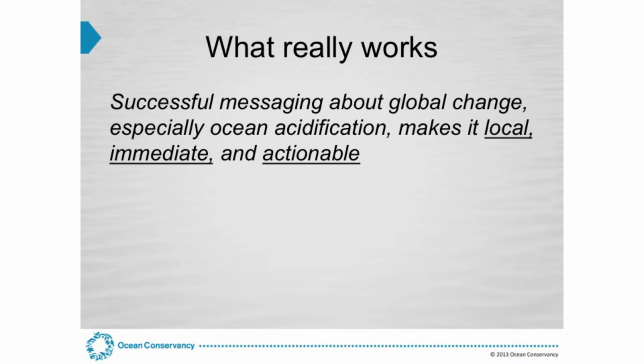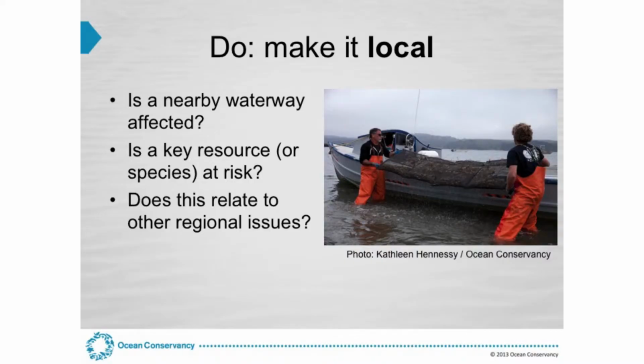But what we find that really works is that successful messaging about global change, especially acidification, makes it local, so next to home, immediate, something that's happening really right now, and something that's actionable, that we can actually do something about. And when you make it local, this is great, because these sorts of questions are exactly what journalists need to make a hook, to entice people to read their piece. So if you make it local, you can say, is a local waterway affected? How about key resources at risk? And how does this plug into other things?